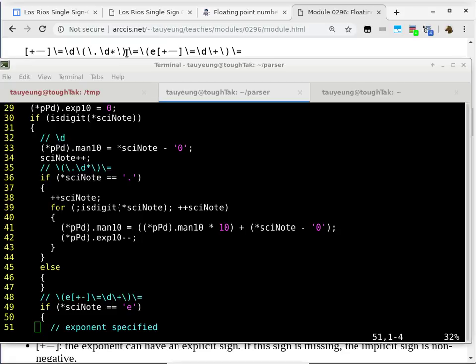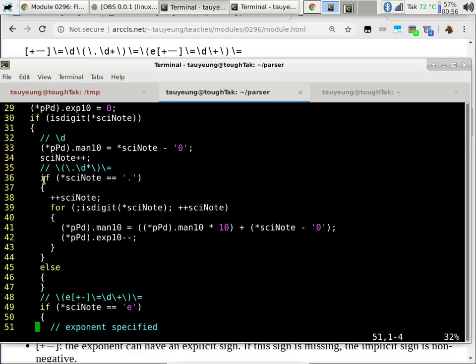What is the indicator? What can I use to look ahead a little bit and say, oh, I see there's the optional fractional part of the mantissa, or oops, there's no fractional part of the mantissa. What can I rely on? The dot, right? The decimal point. Yep. So that's exactly why there's this check of the decimal point.